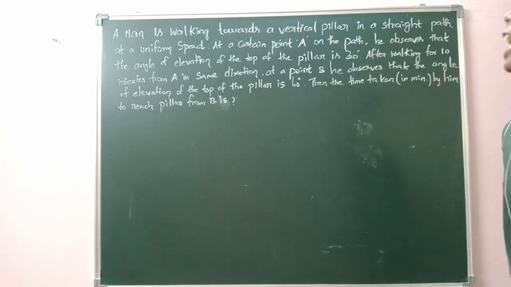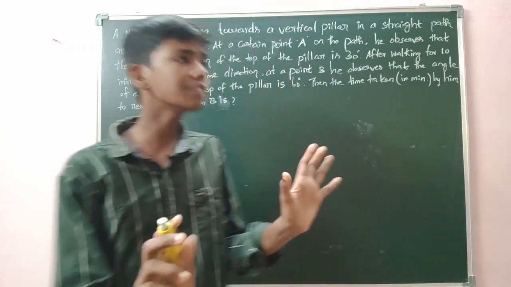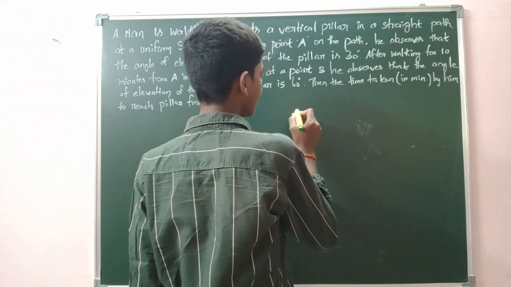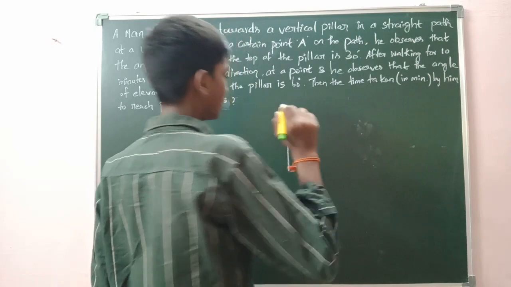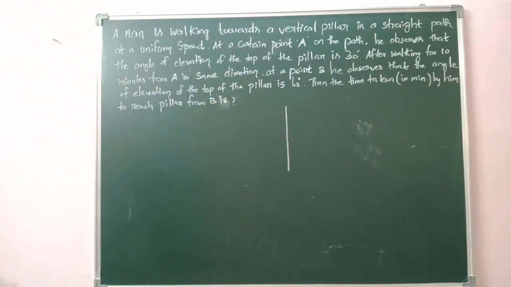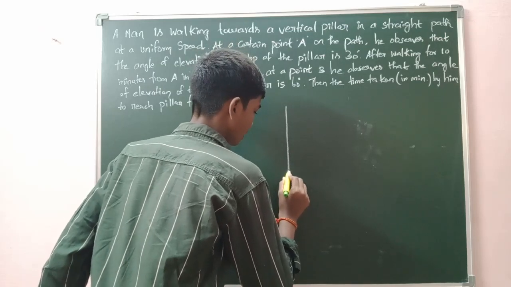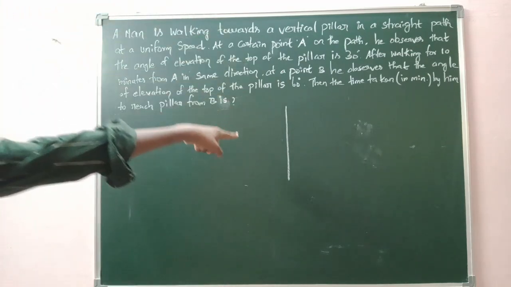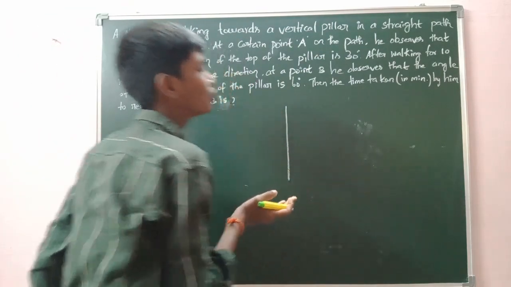It is given that a man is walking towards a vertical pillar in a straight path at a uniform speed. So first, it is given that there is a vertical pillar. So for example, let me say this is a vertical pillar. Listen very carefully. I am saying that this is the vertical pillar. Now it is given that a man is walking towards this particular vertical pillar in a straight path. In this path, a man is walking.